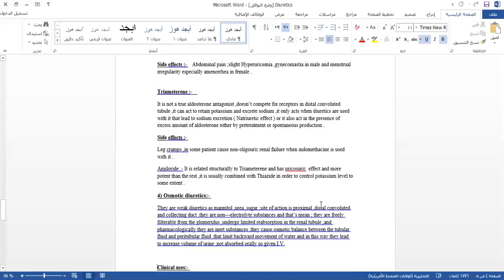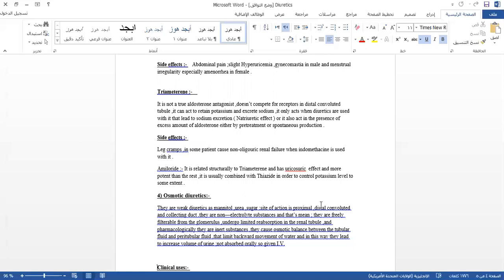Amiloride is structurally related to triamterene. It has the same effect, by inhibiting or blocking sodium channels, and is usually combined with the thiazide in order to control potassium level to some extent. With thiazides, as we said, the risk of hypokalemia is more serious than with the high efficacy diuretics, so they are combined with amiloride or low efficacy diuretics, the potassium sparing diuretics, to control or overcome the risk of hypokalemia.